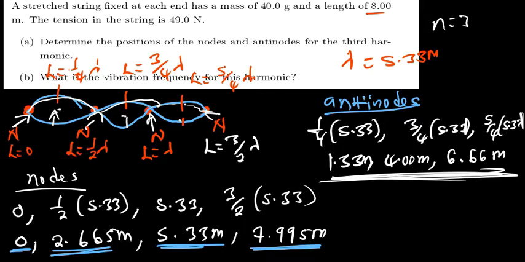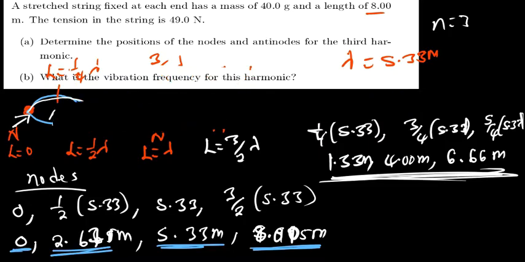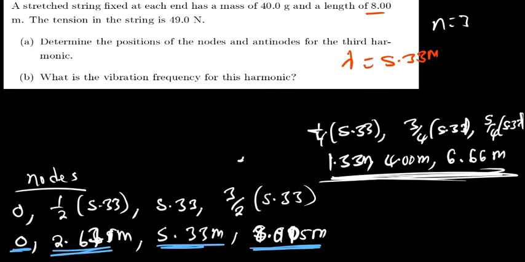Then these ones, if you want, you can round them off. This one can be 7, you get rid of this. Then this one can be 8.00 if you want to round it off. So that is it for the first part. Now the second question is saying, what is the vibration frequency for this harmonic?